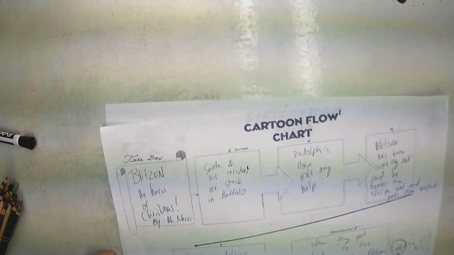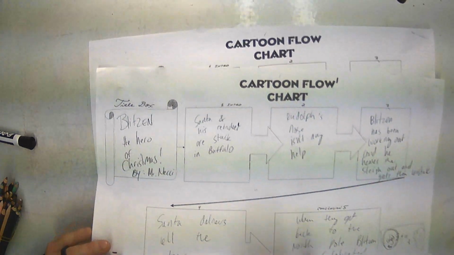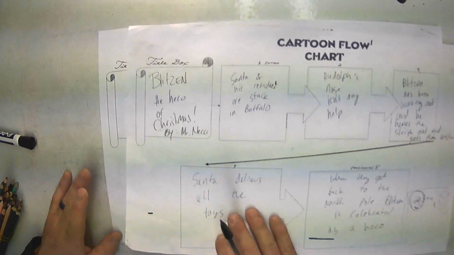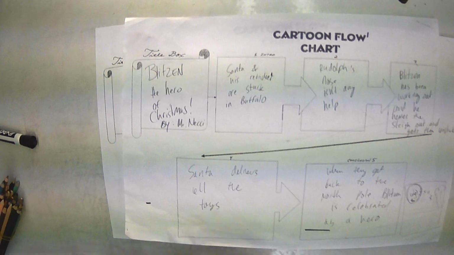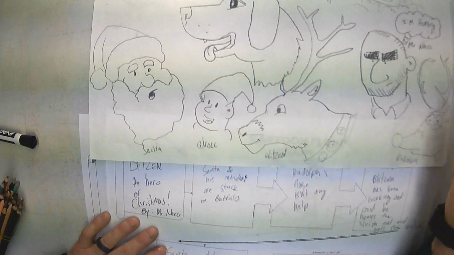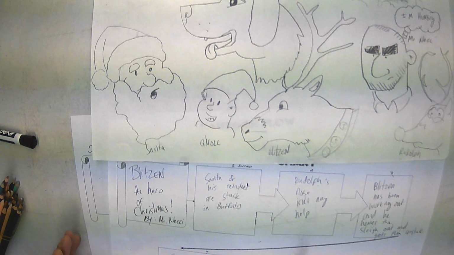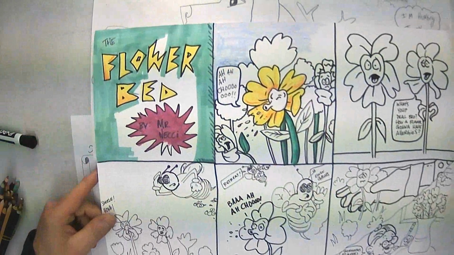Okay? Then what you're going to do is get a final copy piece of paper, and you're going to draw out using your characters. So using the flowchart and the character sheet, you're going to make a comic strip. Okay? And when you're done, you'll have something that looks like these guys. These are started. This one's called The Flower Bed.